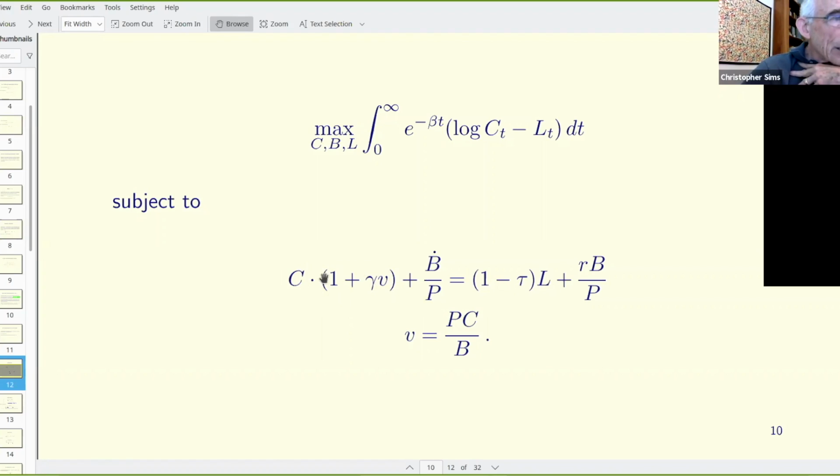You finance your consumption spending plus your purchases of new government debt from your labor earnings, the labor you supply, because these agents don't sell their labor to firms. They just supply it, but they're taxed on it. So the resources they have to spend on debt and consumption shrink by the factor 1 minus tau relative to what they produce with their labor. And then they also earn interest on their existing holdings of government debt.